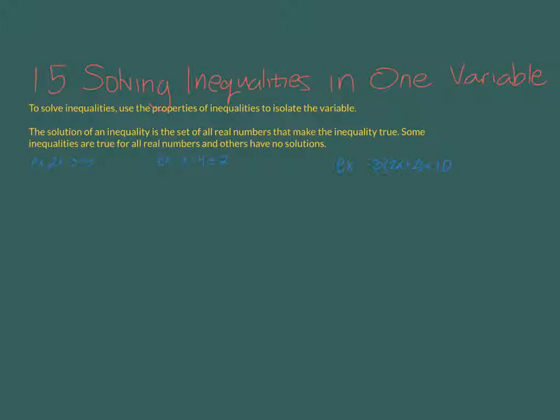Some inequalities are true for all real numbers and others have no solution. So again, you can get infinitely many solutions and you can also get no solution, and we'll go over those in the examples. The biggest difference, I think, between inequalities and equations is that inequalities also require us to graph the solution set. That means we're going to draw out a number line, then draw all of the numbers that represent the inequality. So let's start off with some simple examples.